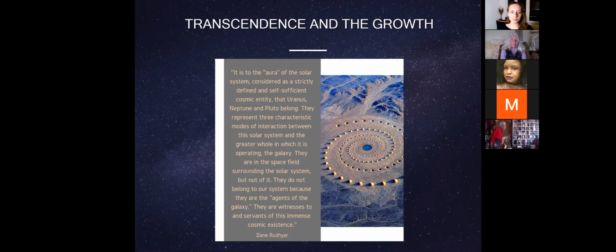And Rudhyar is saying here, it is to the aura of the solar system, considered as a strictly defined and self-sufficient cosmic entity, that Uranus, Neptune, and Pluto belong. They represent three characteristic modes of interaction between this solar system and the greater whole in which it is operating, the galaxy. They are in the space field surrounding the solar system, but not of it. They do not belong to our system because they are the agents of the galaxy.